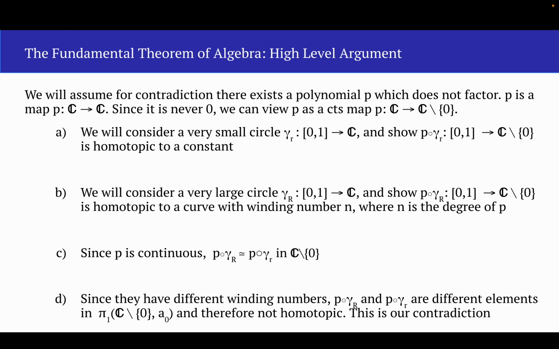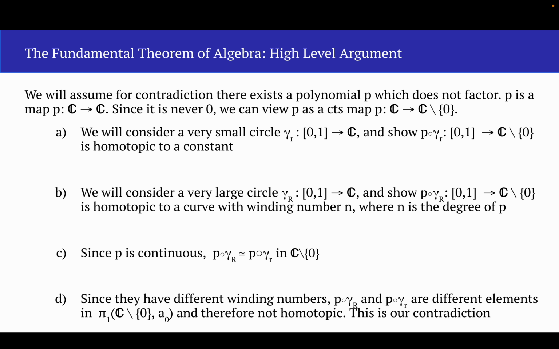So this will be the crux of our contradiction, because what we'll show is that there's a very small circle around the origin for which the image of that circle under p is homotopic to a constant. Then we'll show that there's a very large circle for which the image under p of that circle is homotopic to a curve which wraps around the origin n times. And both of these homotopies will be in the punctured plane without the origin.